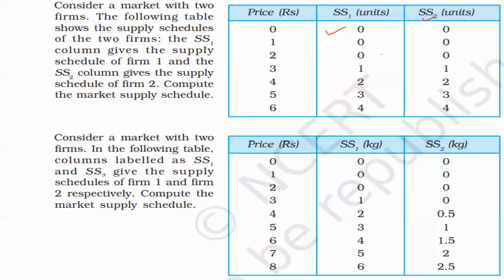The following table shows the supply schedule of the two firms. The SS1 column gives the supply schedule of firm 1 and the SS2 column gives the supply schedule of firm 2. Compute the market supply schedule. Here they are asking about the schedule. Schedule means the chart which you are seeing here on your screen, that we will call a schedule. So what are they asking? They are asking you to make a supply schedule.